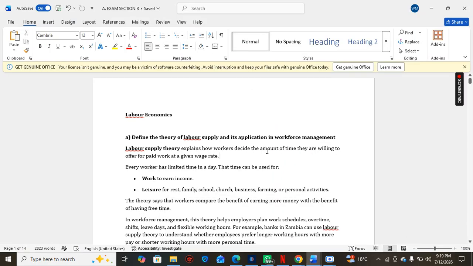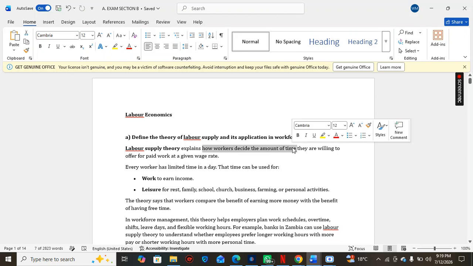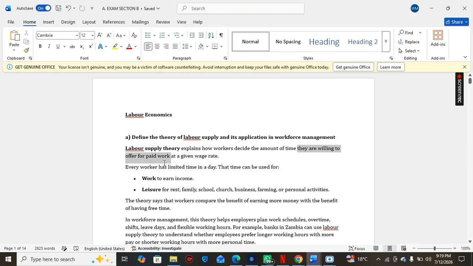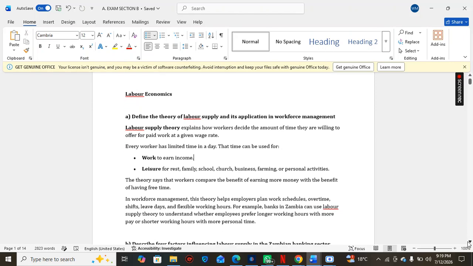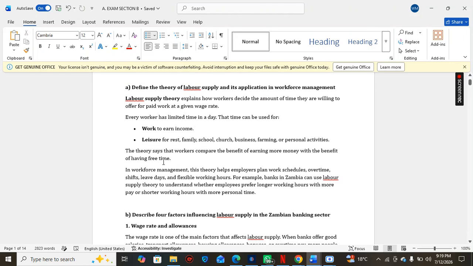So basically, when they say labor supply theory, it is how workers decide the amount of time, how many hours they are willing to put in, the amount of time they are willing to offer for paid work at a given rate. The theory says that workers compare the benefit of earning money with the benefit of having free time.